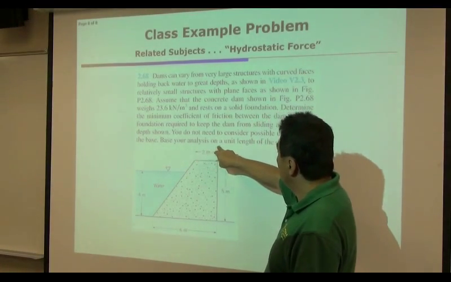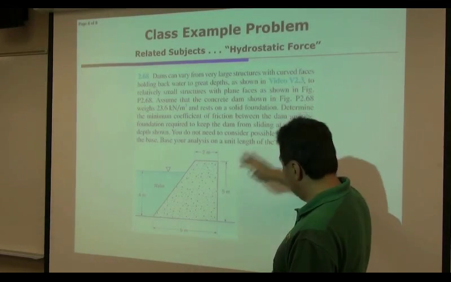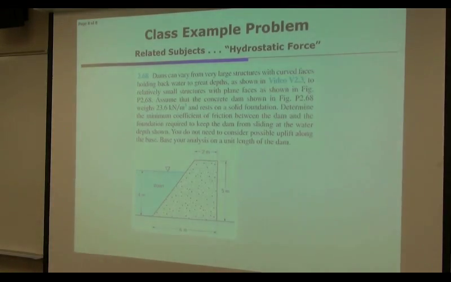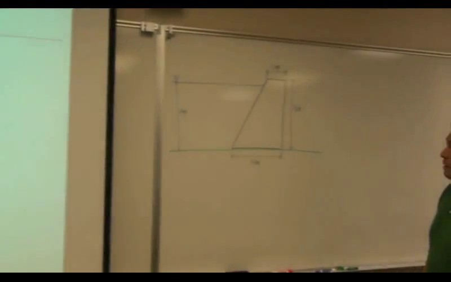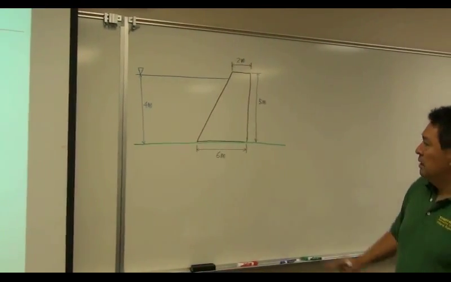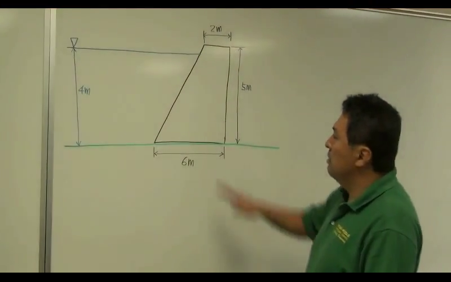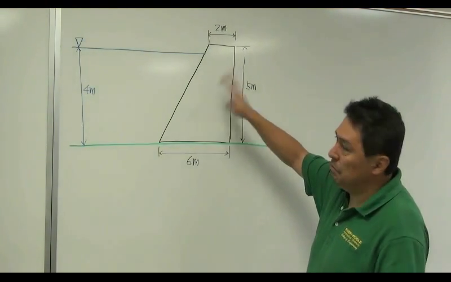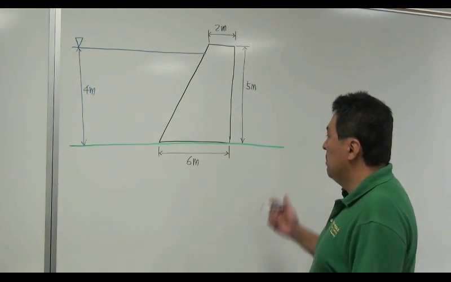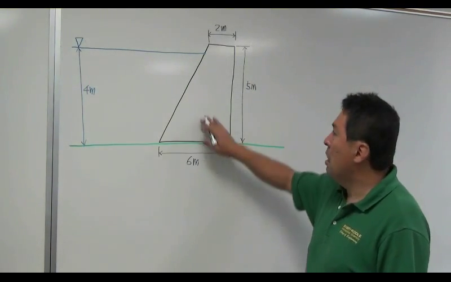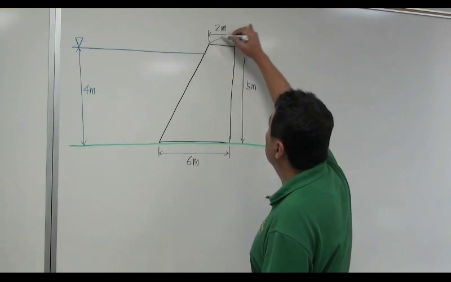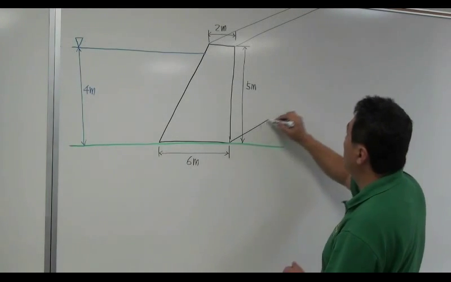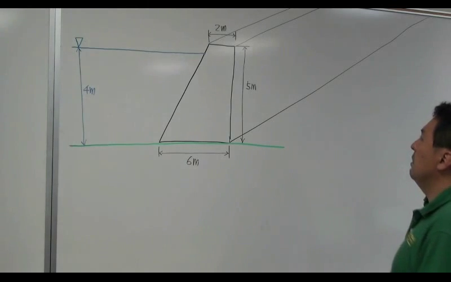So base your analysis also on the unit length of this concrete dam. Unit length, what do you mean by that? Two important terms. This is merely a cross-section of this concrete structure. It's not just the whole picture. So in reality, this concrete probably looks like this. It just extends with a certain width.